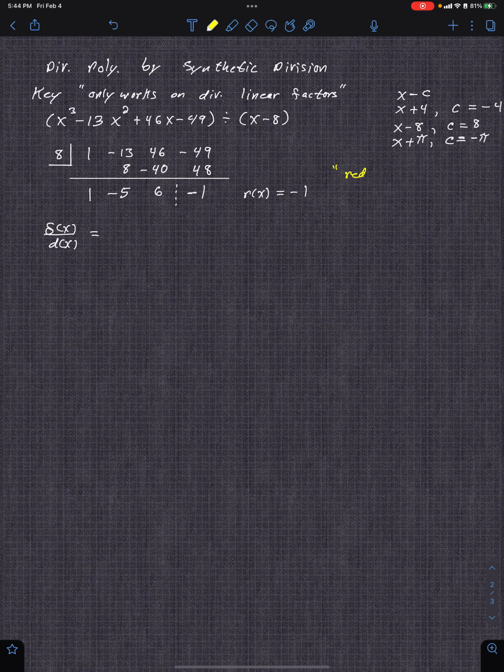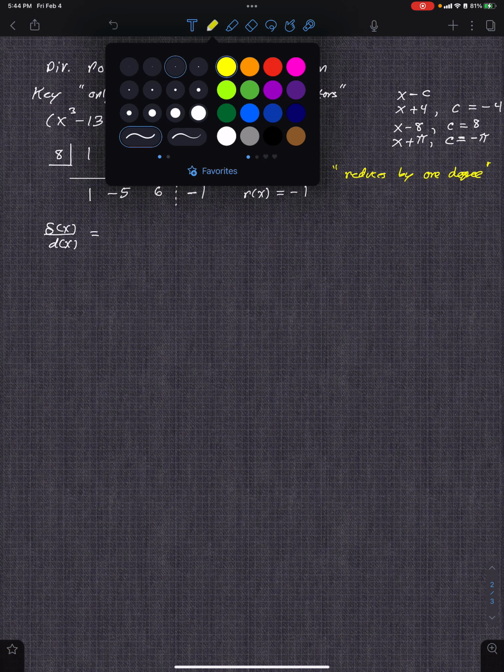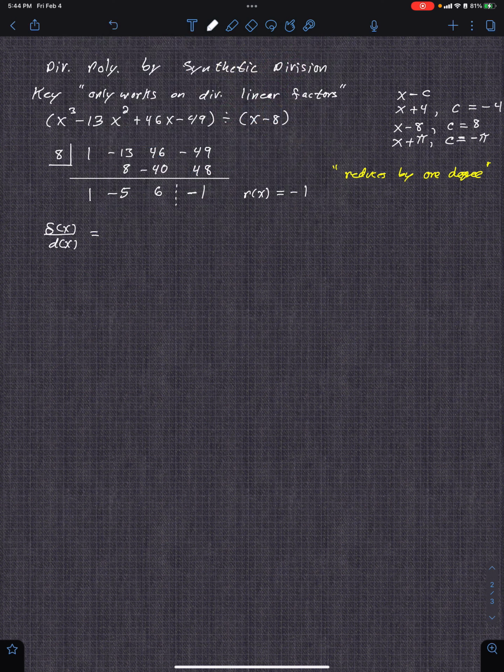So this reduces by 1 degree. So by 1, right? This was third degree, now this is second degree. So this is 1x squared minus 5x plus 6. And then it's plus the remainder, which is negative 1, over the divisor, which is x minus 8. I always like to say plus here, even though you can move the negative over, but that's how I write it.